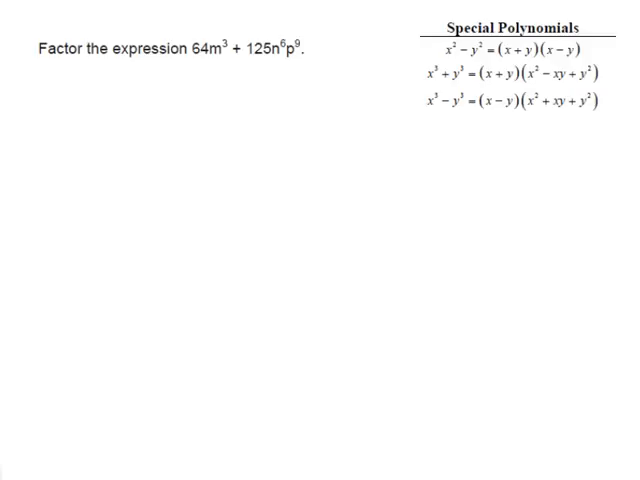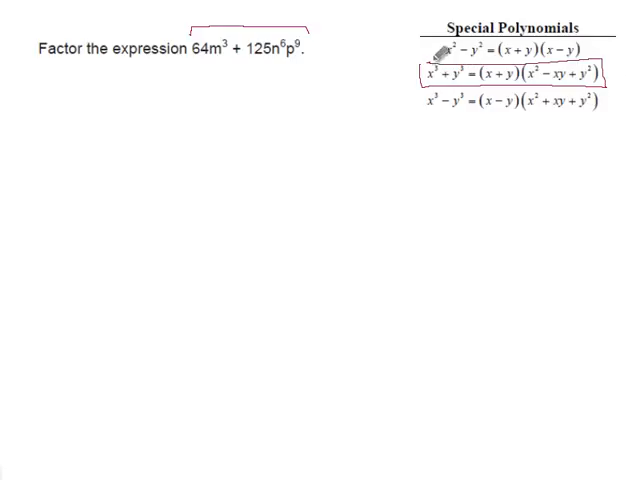Okay, continuing our adventures in advanced factoring. Now they give us 64m cubed plus 125n to the 6p to the 9. And the fact that all these powers are multiples of 3 might make you suspect that this is a sum of cubes. And if you look at 64, that is indeed 4 cubed. This is 5 cubed. So yes, this is structured as a sum of cubes, as described on your sheet right here.